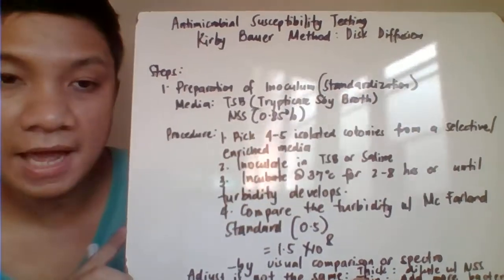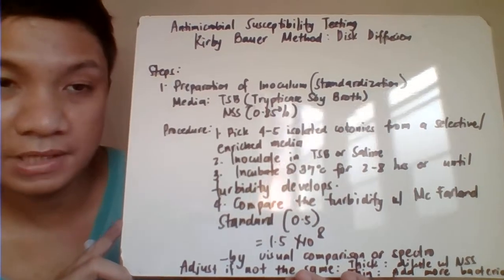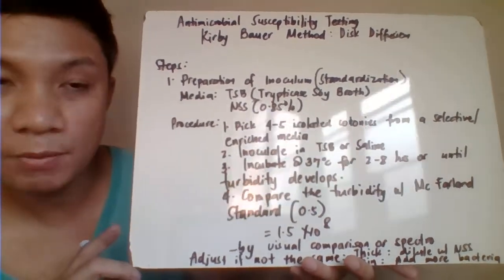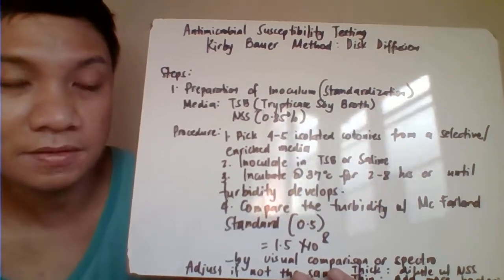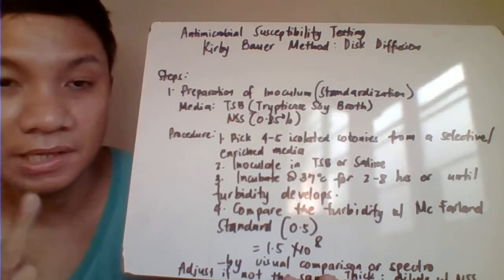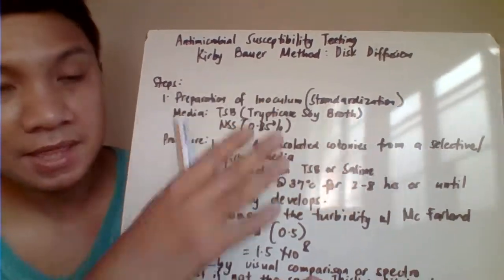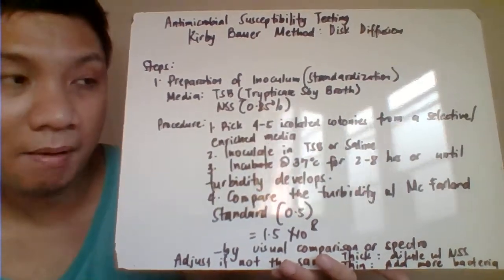Okay, so we have here the antimicrobial susceptibility testing with our Kirby-Bauer method or your disc diffusion. Basically, we can perform antimicrobial susceptibility testing by three methods. One is your broth dilution, agar dilution, and the third one is your disc diffusion. But what we'll be taking up today would be the disc diffusion or your Kirby-Bauer method.